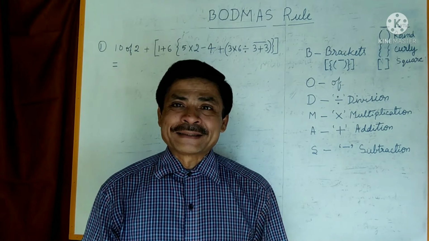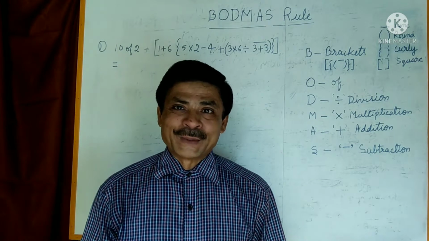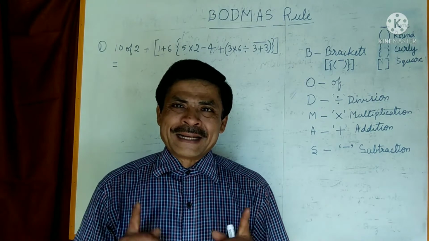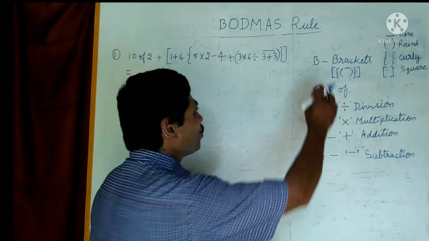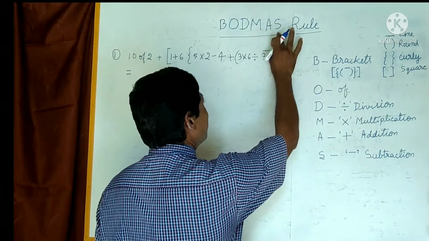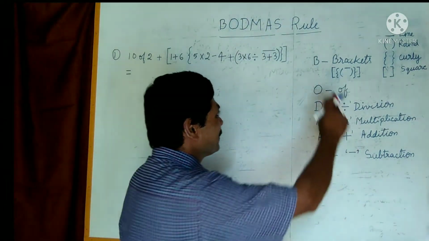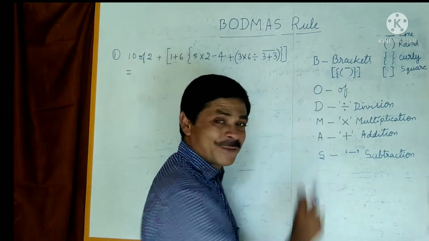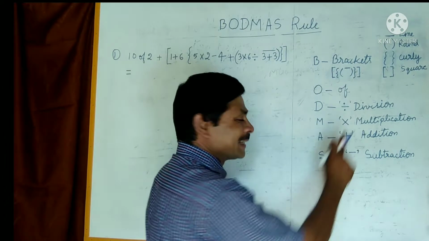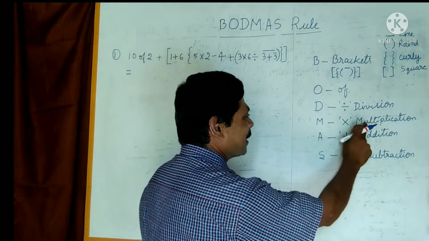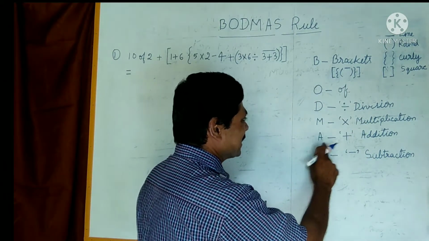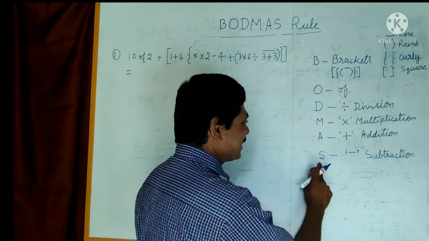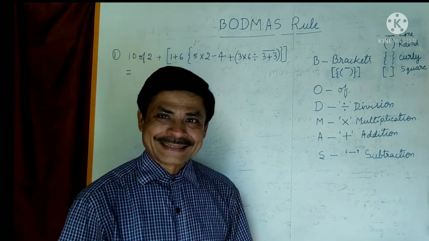Today's topic is the BODMAS rule. It is an interesting topic. BODMAS: B-O-D-M-A-S. B stands for brackets, O stands for of, D stands for division, M stands for multiplication, A stands for addition and S stands for subtraction.